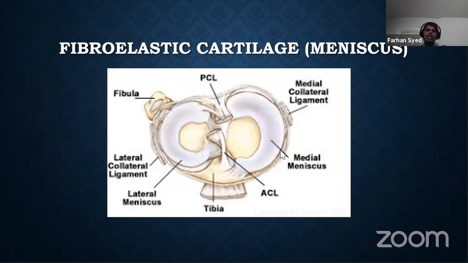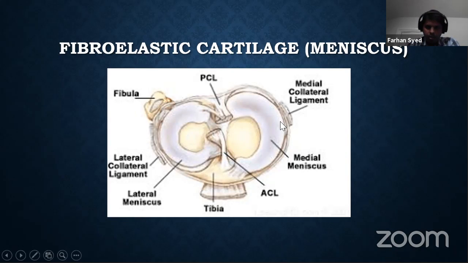After discussing articular cartilage or the hyaline cartilage, let's move on to the fibroelastic cartilage, which is the meniscus. This is an actual station that came in my viva, where I was asked to draw a diagram of the meniscus. So there are two diagrams. One is this gross anatomy diagram, where you are showing your lateral and the medial meniscus and its relationship to ACL, PCL, and the collateral ligaments.